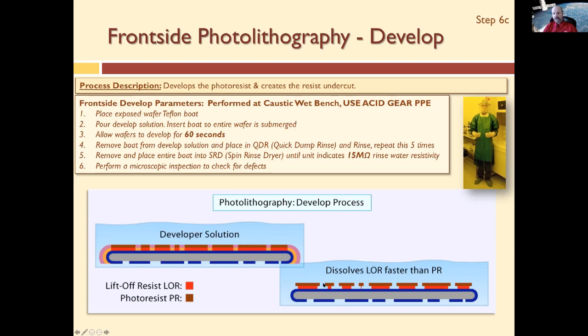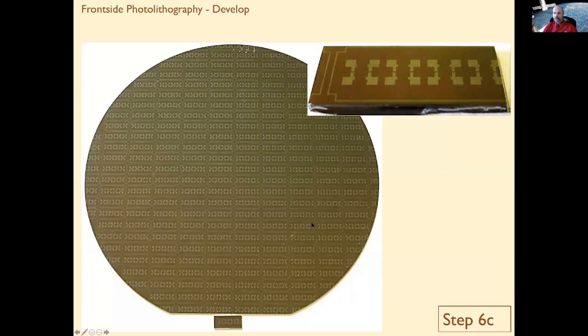But notice now we got holes in the photoresist, and the holes are open to the silicon nitride underneath. That's the key there. And then of course you quick dump rinse, spin, rinse, dry it, and inspect it to make sure it's been developed properly. And now you have a patterned wafer.